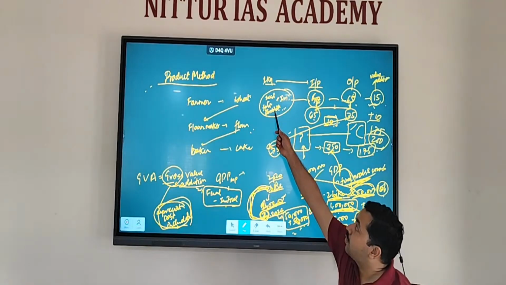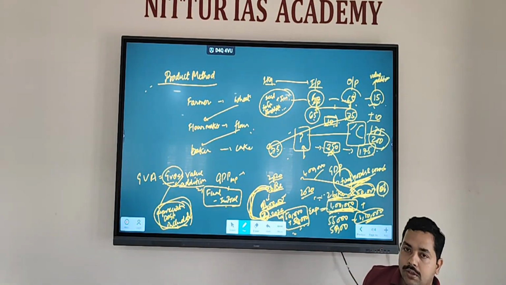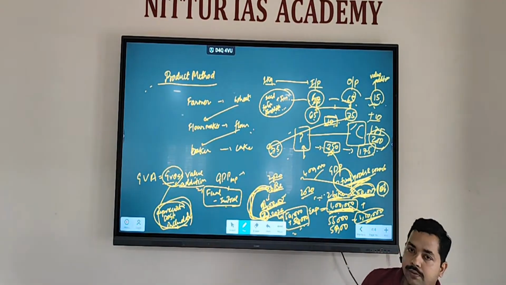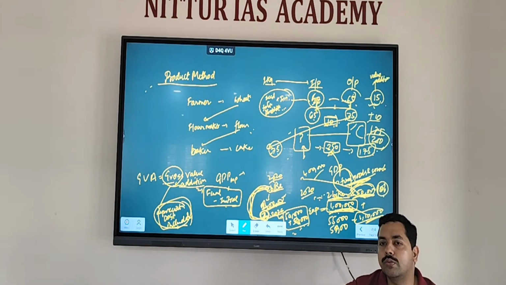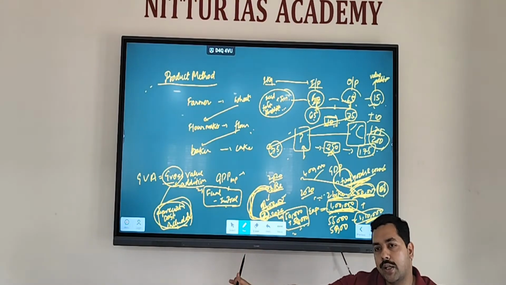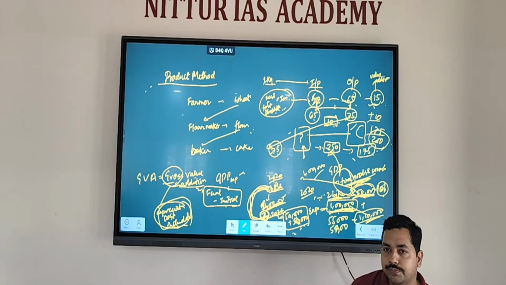What is the initial cost we have written? 50. What is the final cost? 250. What is the value addition? 200. Fine. Any doubt? So at each level, how much value addition is there? We are measuring that, and that is the value addition between the initial product and the final product. Initial is 50, final is 250. Fine.